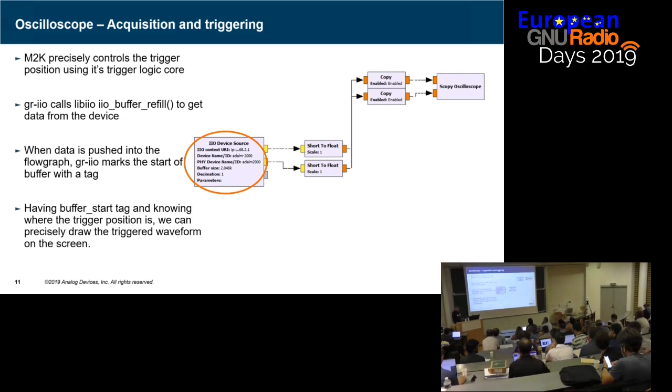Whenever this operation occurs, it also puts in a stream tag. So having the information from the trigger logic core, as well as the buffer start tag, we can precisely draw the triggered waveform on the screen, and you can see exactly at which sample the trigger occurred.